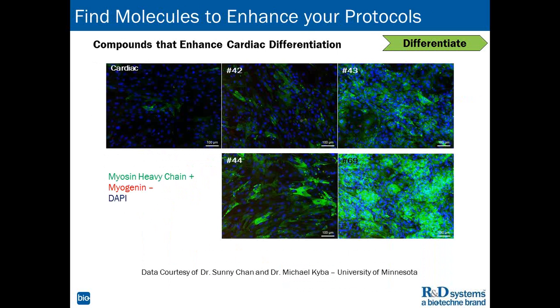So here shows you some of that data. You can see in the upper left panel would be the baseline for cardiac differentiation of these MESP1 induced cells. And then they're treated with a variety of different compounds, and you can see the 4 here shown on the left and middle side. You can see great enhancement of the differentiation using these different small molecules.